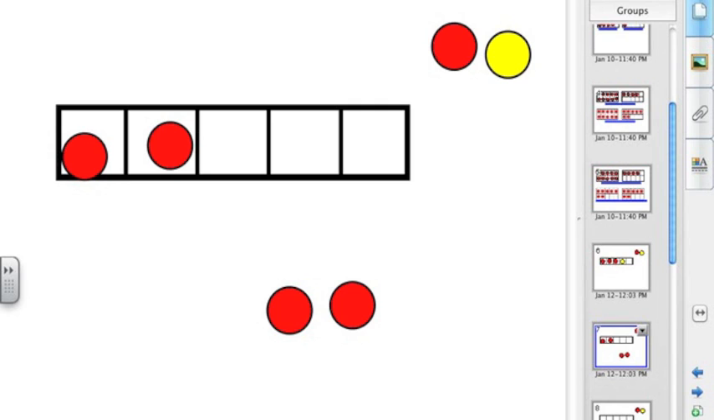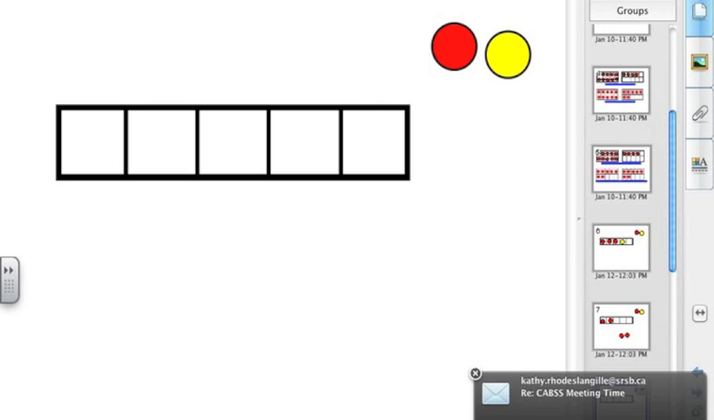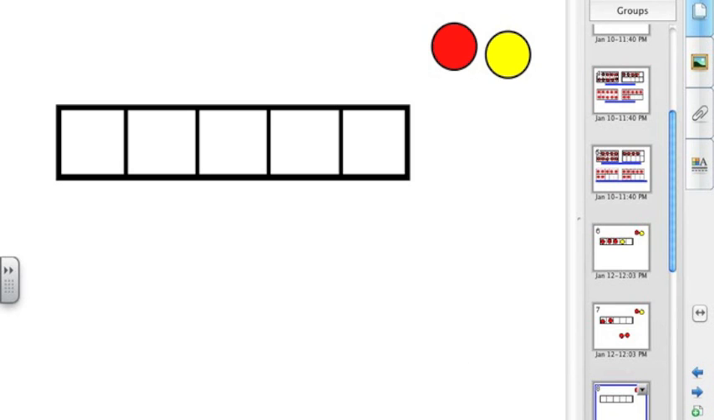I'm going to give you a hard story now. Yeah, this one's just for you. Okay. There were some children playing in the park. One more child came, and now there are 4 children playing in the park. How many were there to start? 3.